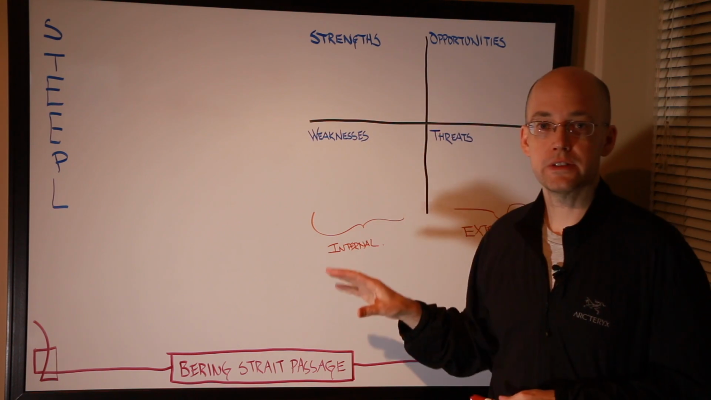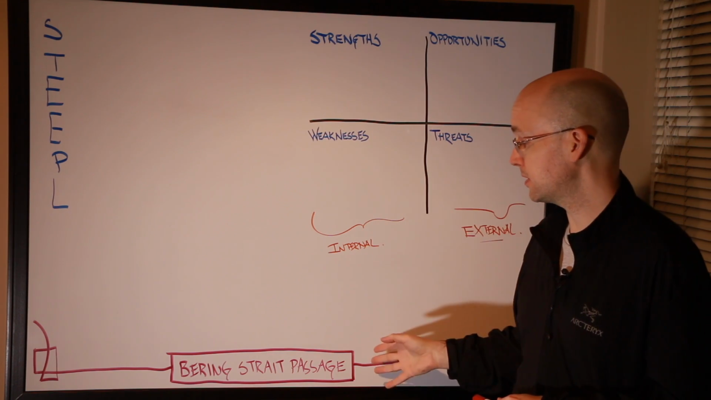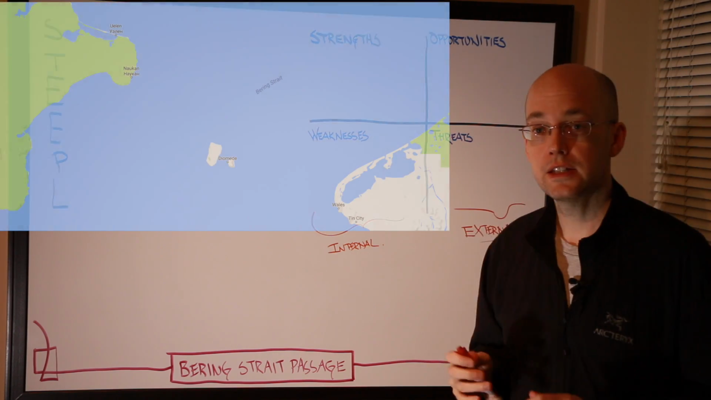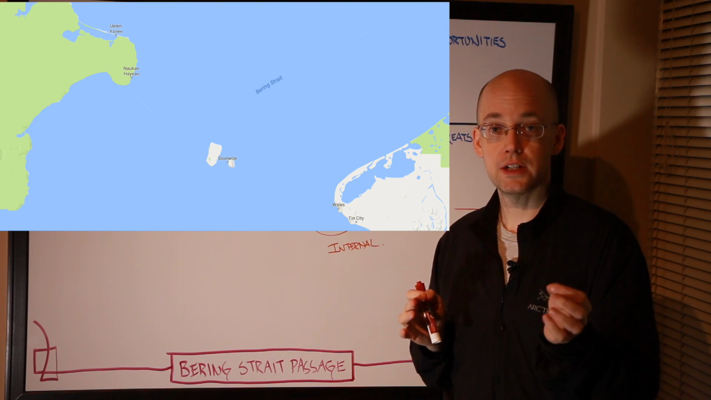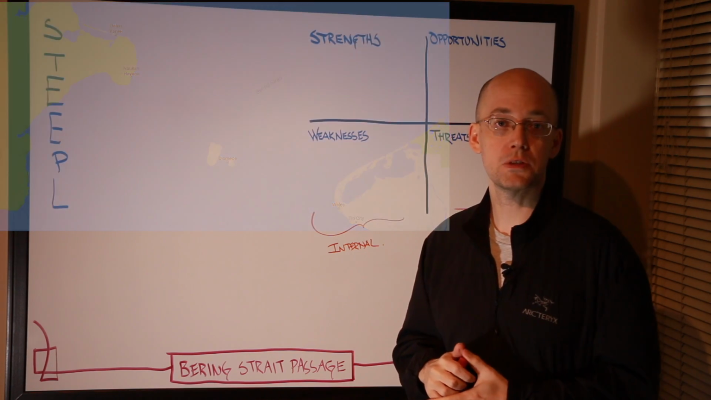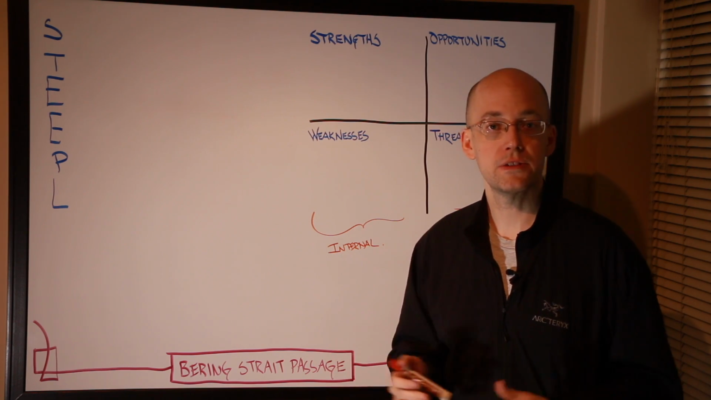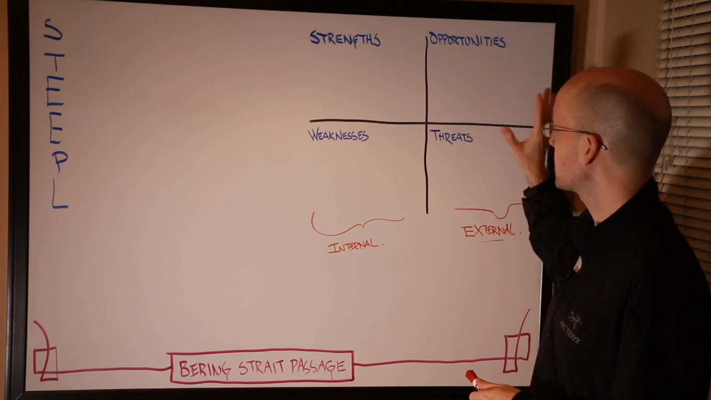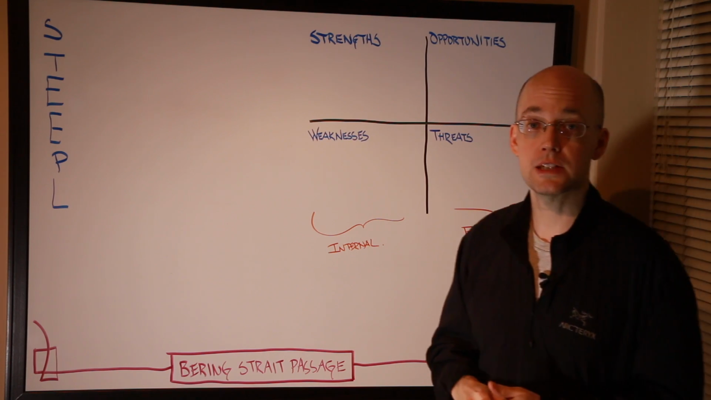Now let's put this together. We are going to look at an example of the Bering Strait passage. The Bering Strait is a waterway that links Alaska over to Russia. There's always been talk about bridging this gap between the two continents, and there are benefits of doing this. When we come to our SWOT, there are also a lot of challenges, a lot of problems that we need to solve in order to make that a reality.